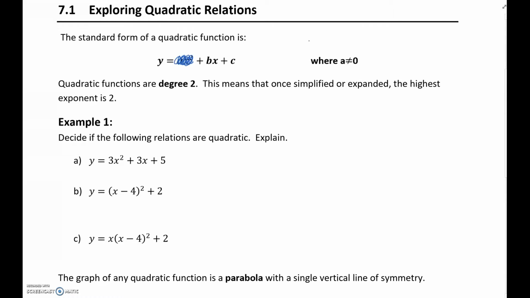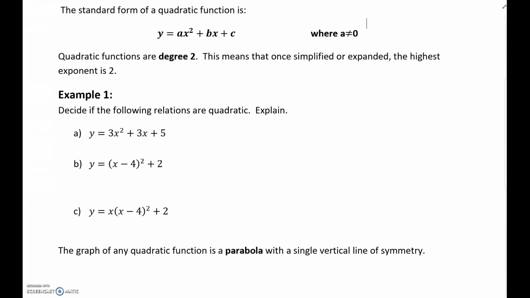But this isn't a linear function. This is a quadratic function, so that a value cannot be equal to 0. Quadratic functions are degree 2. This means that when simplified or expanded, the highest exponent is 2. So if we look at example 1 here, they give us 3 different relations, okay? And they're asking us, is this quadratic or not?